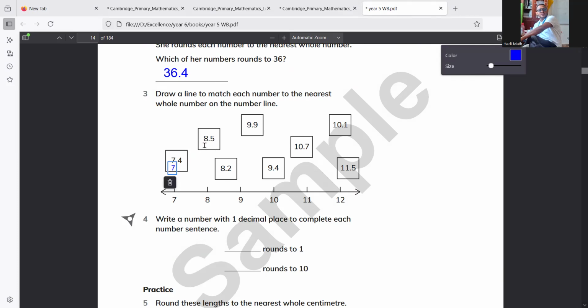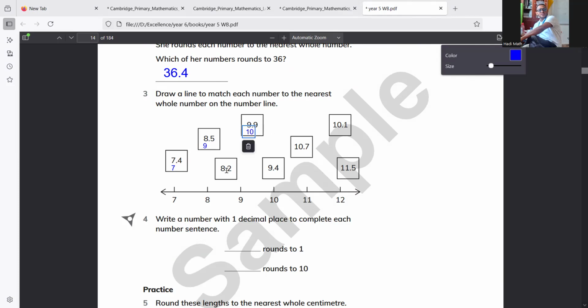This is 8.5. 8 is the whole number. The digit after the decimal point is 5. 5 means add, so it's going to be 9. This one is 9.9. The whole number is 9. The number after the decimal point is 9, so you're going to add because it's more than 5. It's going to be 10.